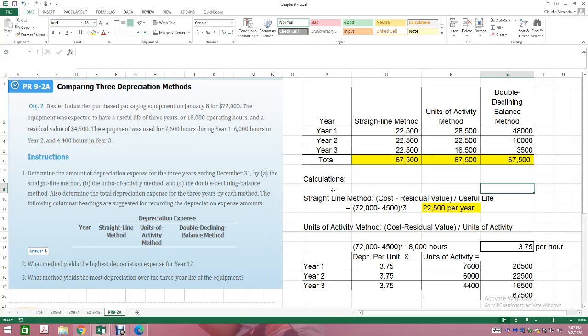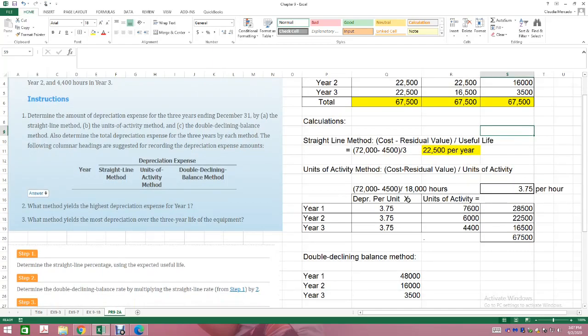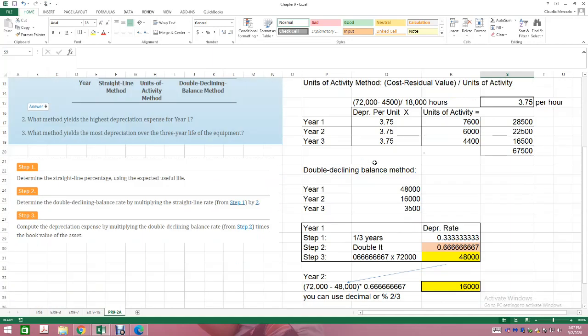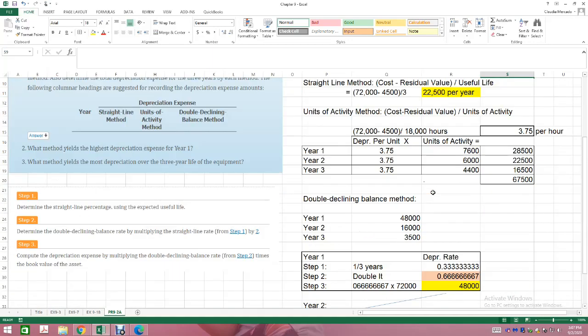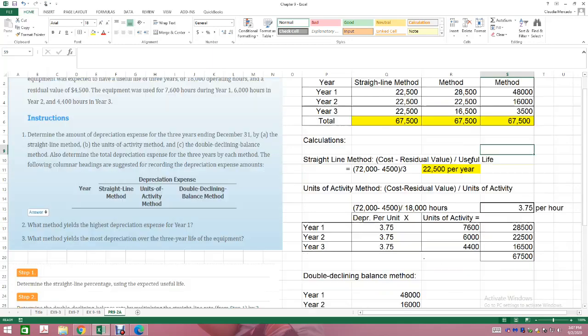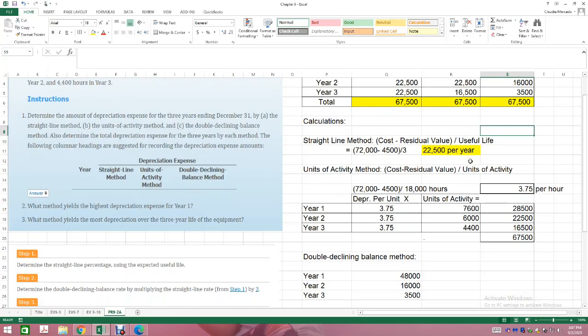Okay. All of the places that I've worked before, we usually depreciate to 0. We don't usually carry a residual value. Okay. But we do need to know that it's out there, it's available. That way you become familiar. So those are the 3 calculations using the straight line, units of activity, and double declining balance method. You have to complete the table and compare. That is requirement 1. Requirement 2. What method yields the highest depreciation expense for year 1?